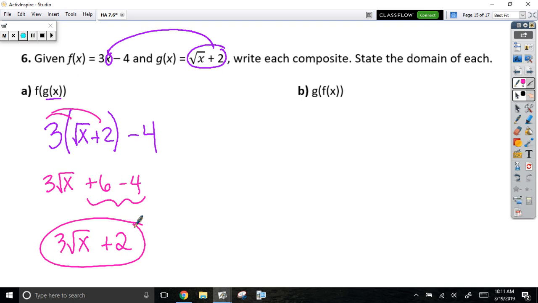Domain. We do have a restriction on our domain. What did we say the restriction on a square root is, or any even root? What's the restriction? It can be 0, the square root of 0 is 0. It can't be negative. So we would say that the radicand has to be greater than or equal to 0, because it can't be negative. The radicand is just x. So the domain is that x has to be greater than or equal to 0.